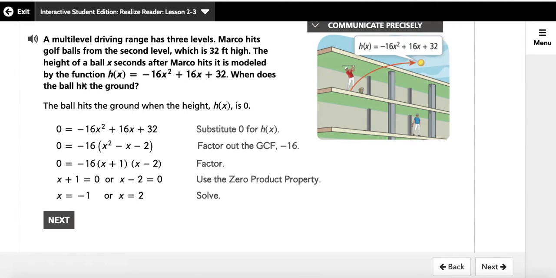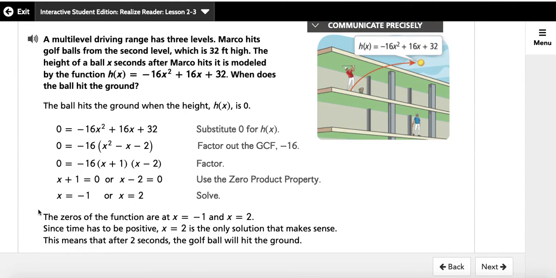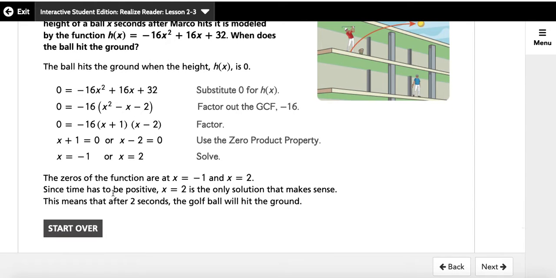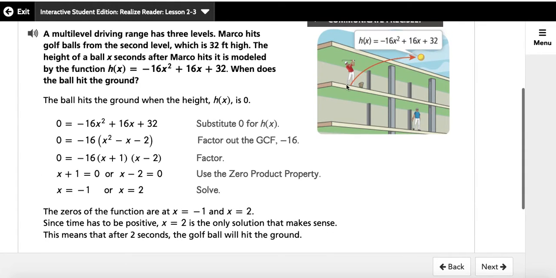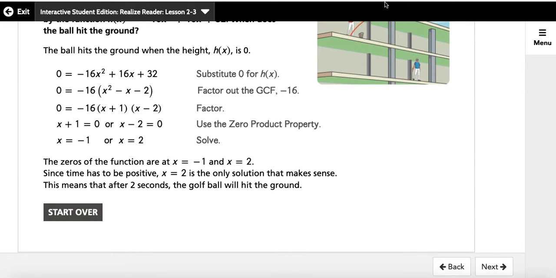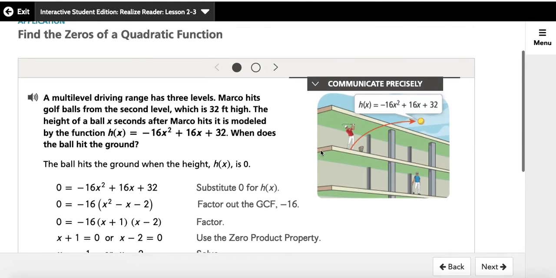But now we have to relate it to the story. Since time has to be positive, we can ignore the x equals negative 1 because it's also going to hit the ground at negative 1 seconds, meaning before he even hit it, it was at 0 because the parabola does that. So we can ignore that one. And 2 is the only solution that makes sense. So that means after he hits it, 2 seconds later, the ball will hit the ground.